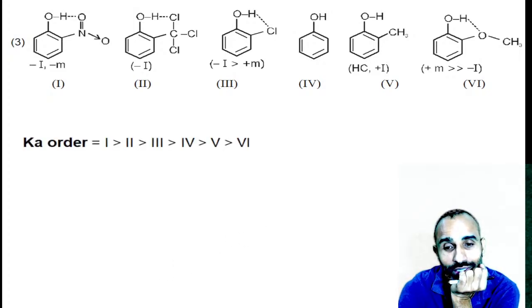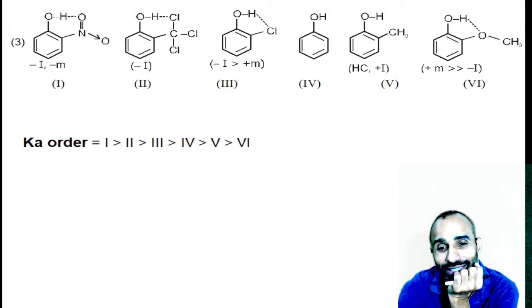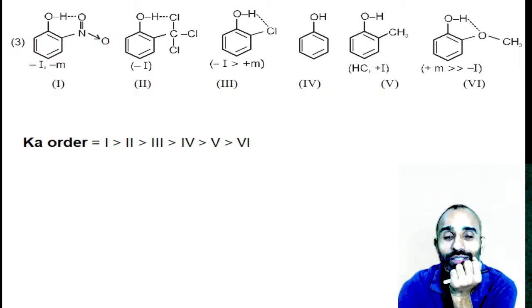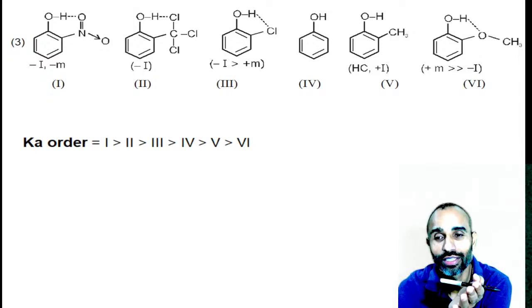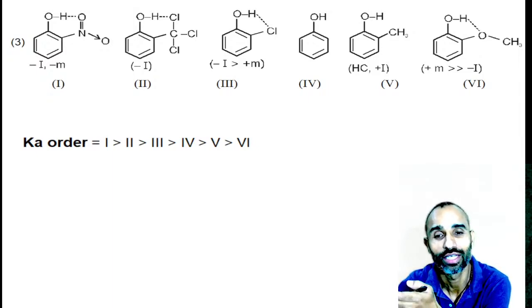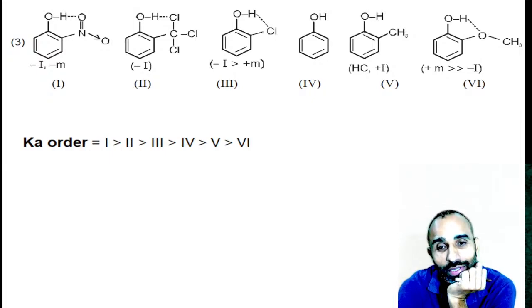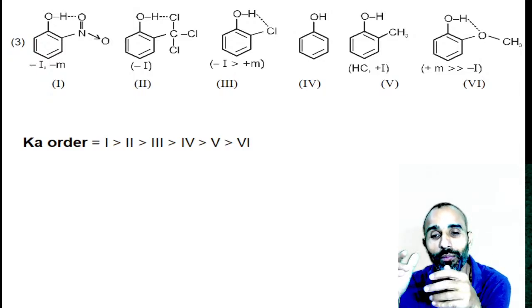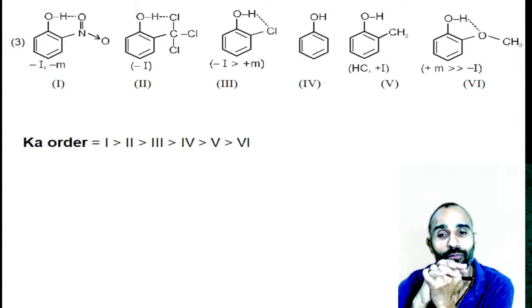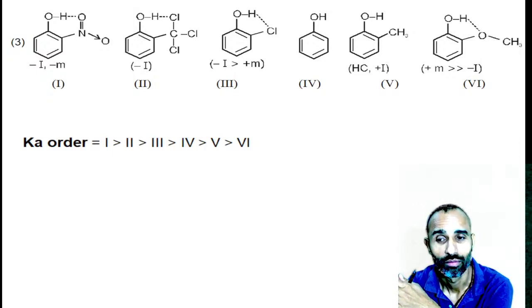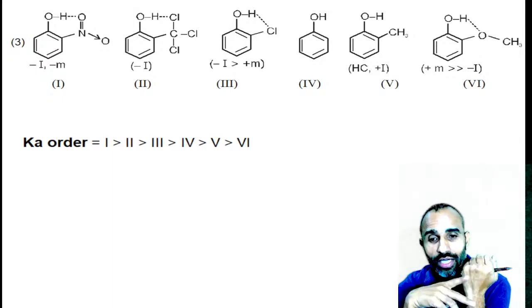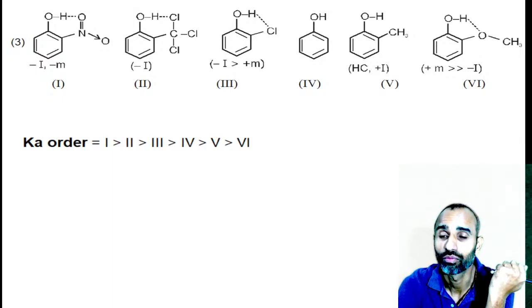It should be first, second, third, fourth, fifth, and sixth. Yes, because NO2 has minus I as well as minus M, and out of CCl3, Cl and OCH3, the CCl3 group has only minus I effect, but chloro and OCH3 have minus I as well as plus M. But in chloro, minus I effect is dominating over plus M, while in OCH3 plus M is dominating over minus I. So it is first, second, third, and then it is fourth, fifth and sixth case.